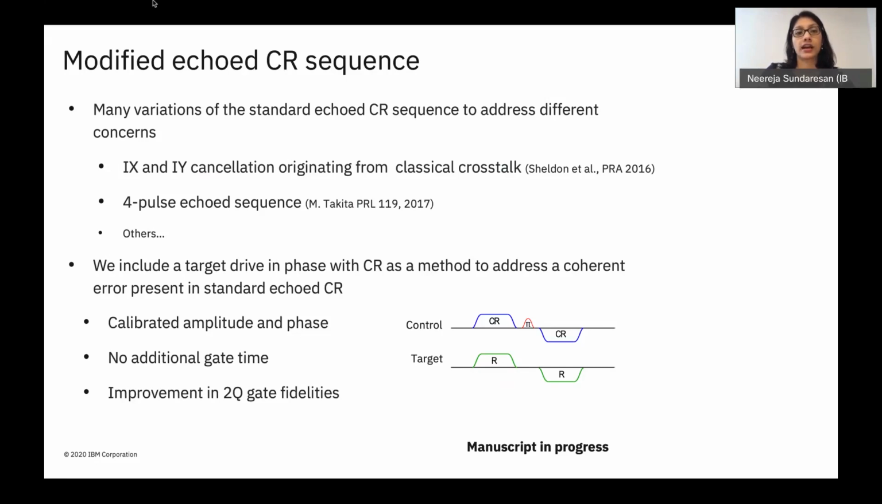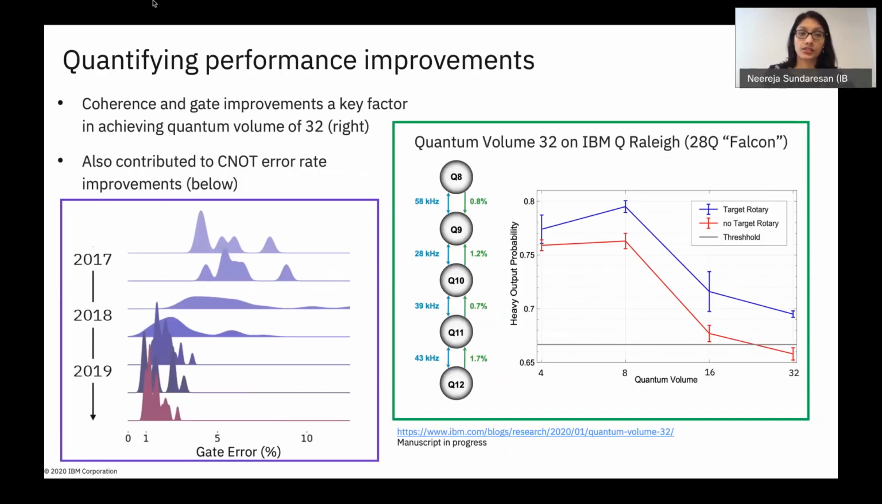This additional drive has really contributed to improved 2-qubit gate fidelities on top of all the other changes that I've mentioned thus far. We are currently working on a manuscript to summarize this and hope to be on the arXiv soon. So in addition to just 2-qubit gate fidelities, we've been tracking various metrics for the currently deployed quantum backends, and we've been seeing a steady improvement in all those over the last few years.